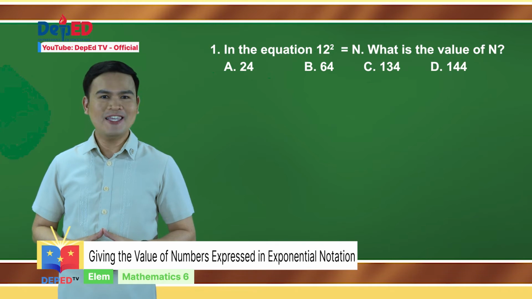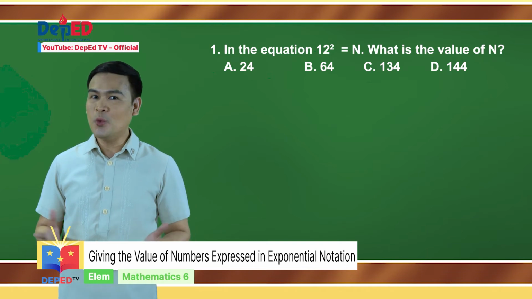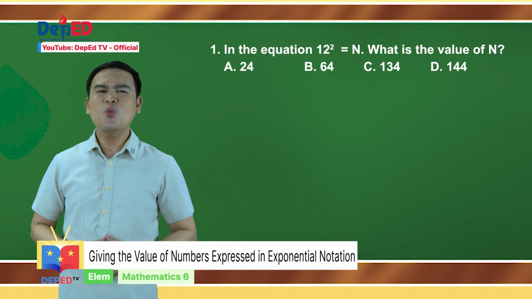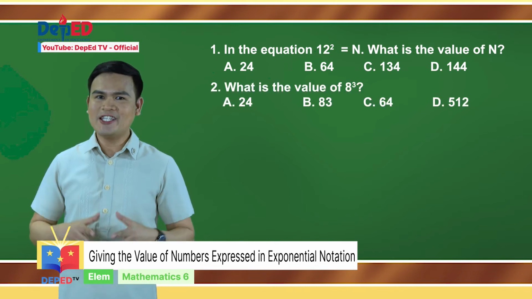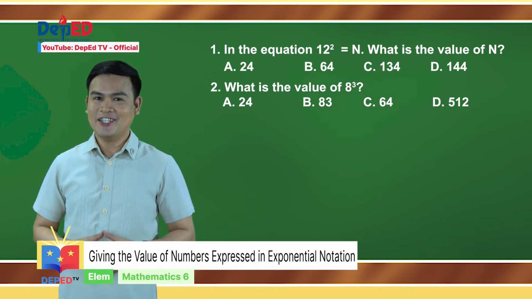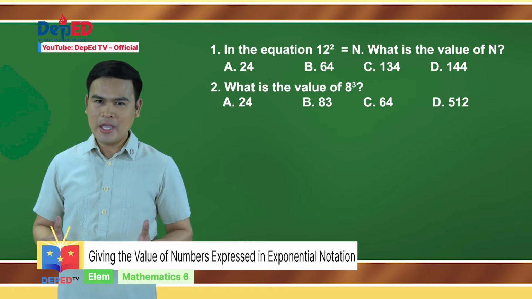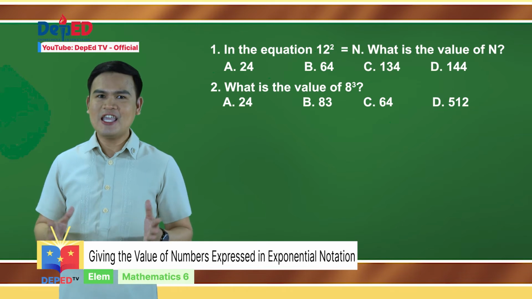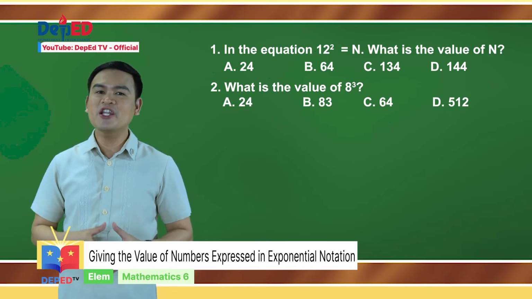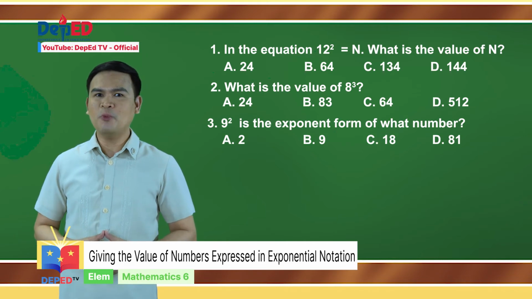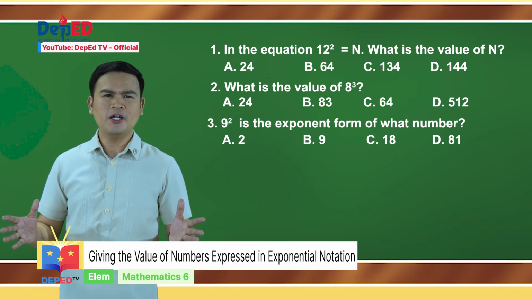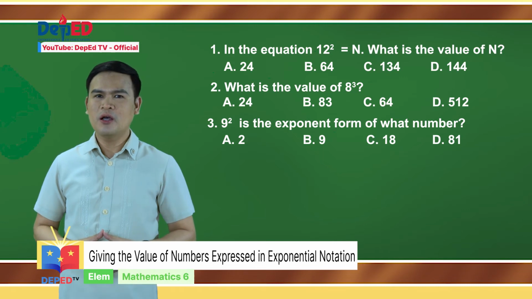A, 24, B, 64, C, 134, D, 144. Number 2. What is the value of 8 cubed? A, 24, B, 83, C, 64, D, 512. Number 3. 9 squared is the exponent form of what number? A, 2, B, 9, C, 18, D, 81.